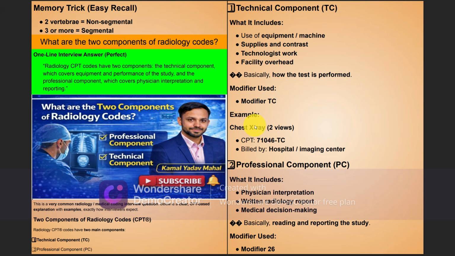What are the two components of the radiology codes? The question is here. You will see that they are the professional component and the technical component.